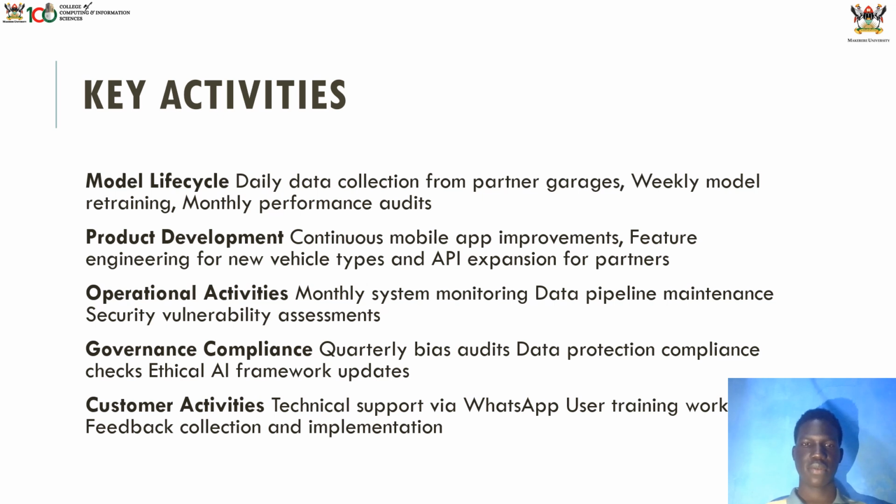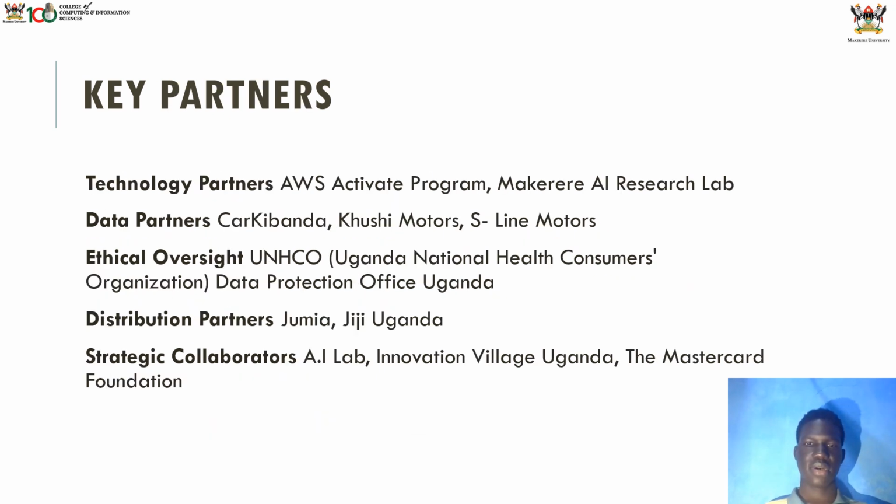So model life cycle, as we have seen, there is daily data collection from partner garages, weekly model training, monthly performance audits. We shall develop the application even for mobile devices. Providing governance compliancy and also customer services like using WhatsApp for training and also obtaining feedback from our customers. Our partners will include AWS Active Program.